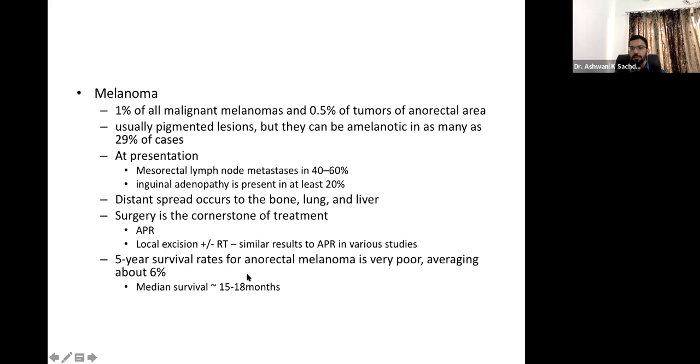The 5-year survival rate for anorectal melanoma is very poor. It is about 6%, and median survival is only 15 to 18 months because of the very aggressive nature and early distant spread which occurs in this disease.